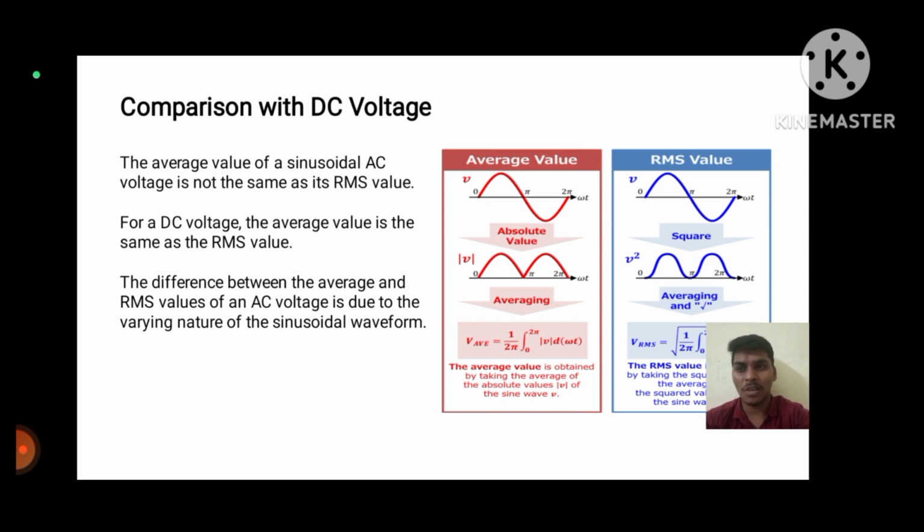Comparison with DC voltage. The average value of a sinusoidal AC voltage is not the same as its RMS value. For a DC voltage, the average value is the same as the RMS value. The difference between the average and RMS value of an AC voltage is due to the varying nature of the sinusoid. See this diagram of average value and RMS value.